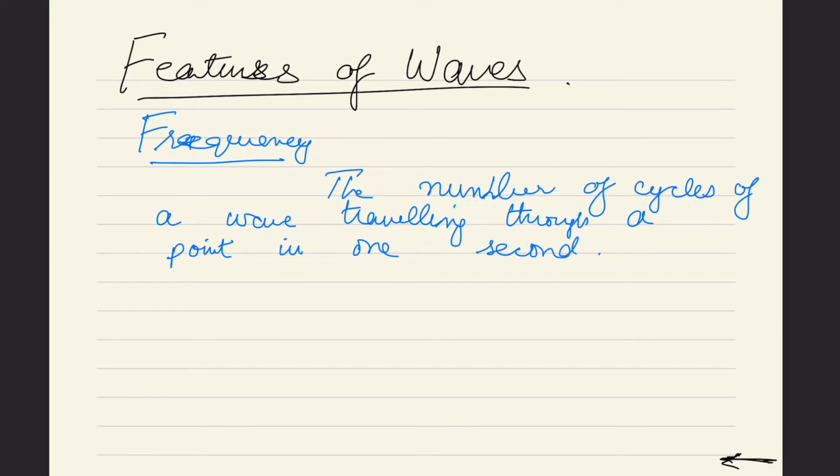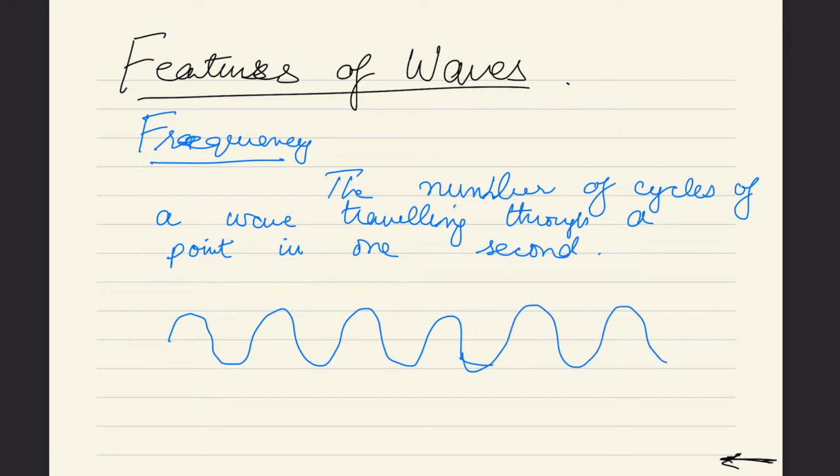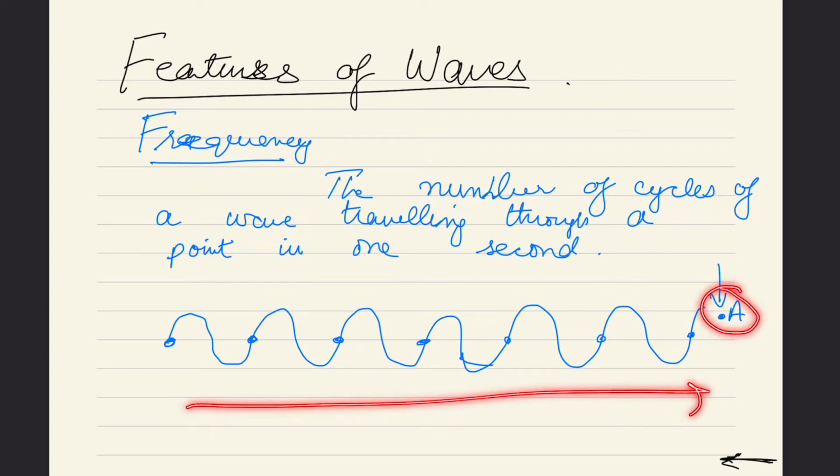For example, we have a wave. This is the wave. These are the cycles of the wave. One cycle starts from here, ends here. Starts from here, ends here. Second cycle, third cycle, fourth cycle, fifth cycle, sixth cycle. So let's suppose these 6 cycles are passing through a point. Let's suppose the point is over here, point A. So let's suppose these 6 cycles are passing through this point A in 1 second.